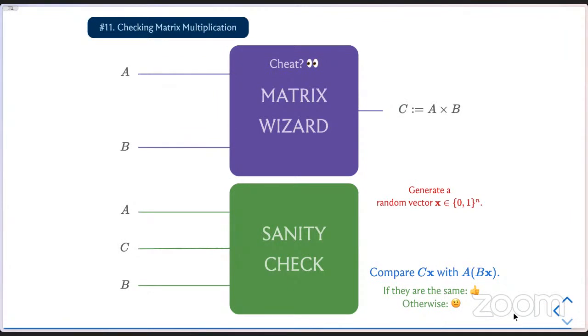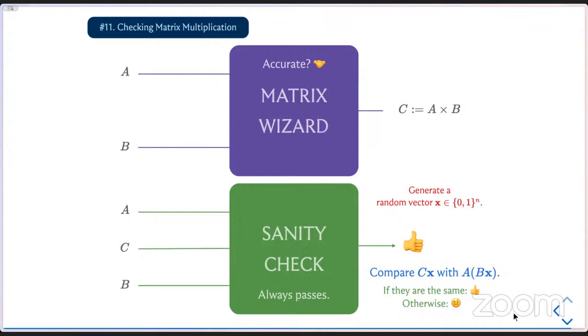Okay, so Jayati is asking about this randomized vector. If C and A times B are indeed equal, no matter what your X is, these outputs will be the same. If the matrix wizard is genuinely multiplying A and B correctly, so it's guaranteed that C is indeed A times B, then no matter what the randomness, because A times B is equal to C, Cx and ABX will be the same. Does that make sense?